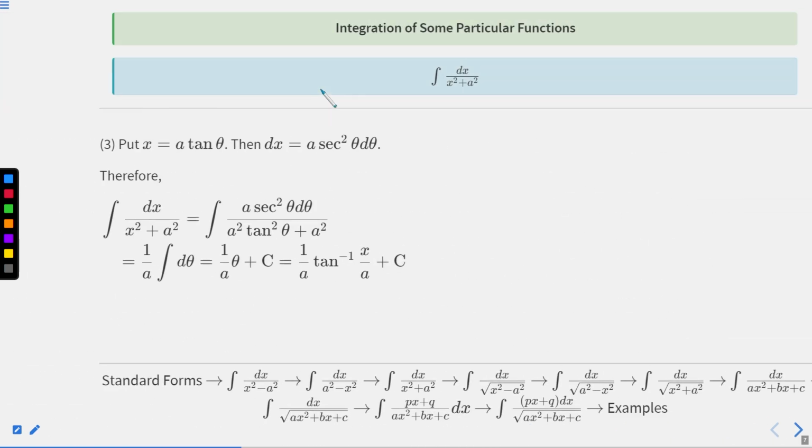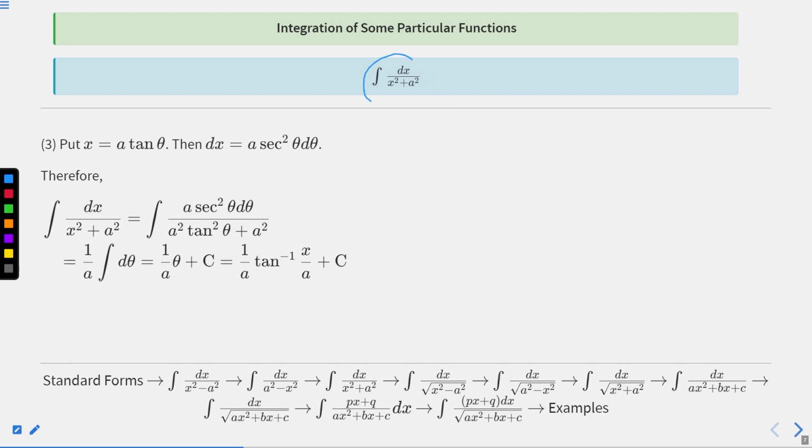Let us move next. The third form proof. So here how you are going to prove that? Quite simple. We will use the substitution method. Now put x is equal to a tan theta. If x is a tan theta, then differentiate with respect to theta. So you will have dx by d theta is equal to a sec square theta. So dx will be a sec square theta d theta. Now this dx can be replaced by a sec square theta d theta.